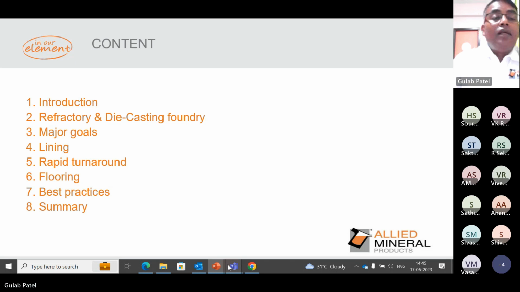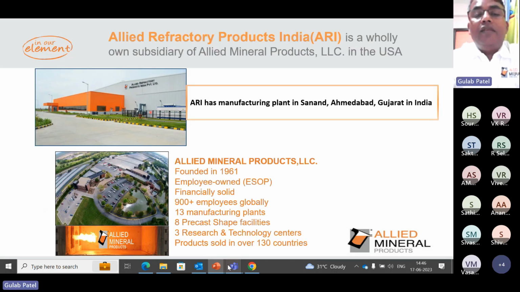Going forward with the introduction, Allied Refractory Products India is a wholly owned subsidiary of Allied Mineral Products, which is based in Columbus, Ohio, USA. ARI has a manufacturing plant in Shannon, where we started our manufacturing operation in 2013. Before that, we have had a presence in India since 2007, but from 2007 to 2013 we had channel partners and stock of all the products imported from our affiliates in the US and China. From 2013, we are manufacturing all the products at our India plant.